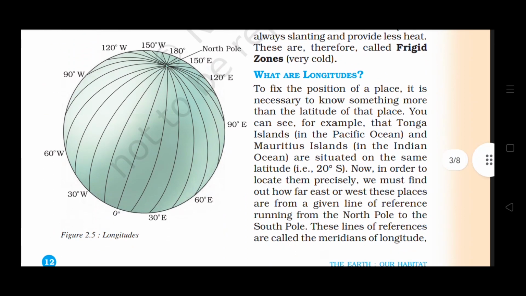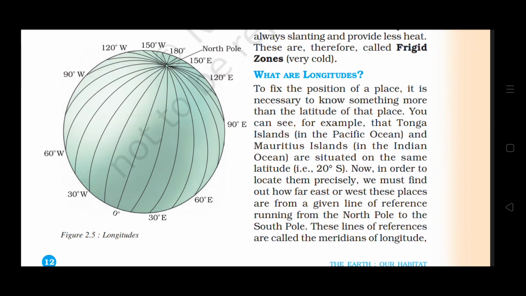Okay, so now let us try to understand what are longitudes. If we recap, latitudes were parallel lines, or you could say horizontal lines, running across the earth, and becoming shorter and shorter as we move towards the poles. And one more thing we learned is that, based on how the sun falls on the earth, the latitudes help us to categorize the various heat zones.